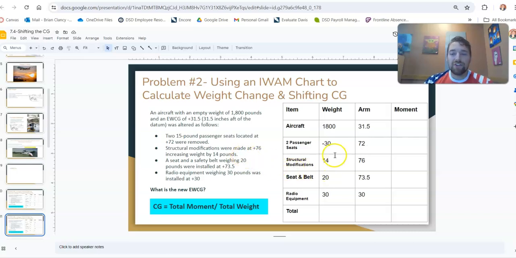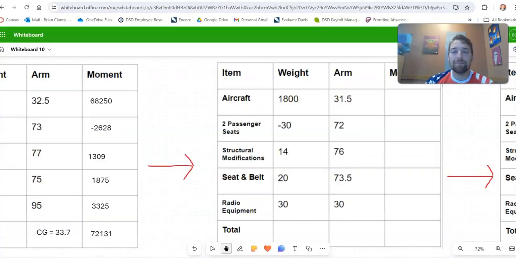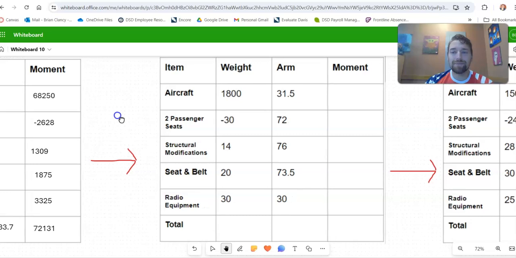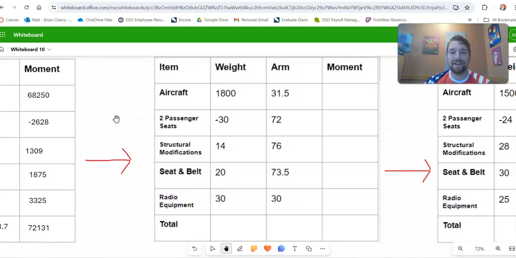The structural modifications are now 14 pounds at arm 76. The seat and safety belt are now 20, and the arm's at 73.5, and the radio equipment is 30 pounds and was installed at station 30. So now that you have that, here's your IWAM chart. Take a moment, pause the video, write it down, and then let's go ahead and get this done.